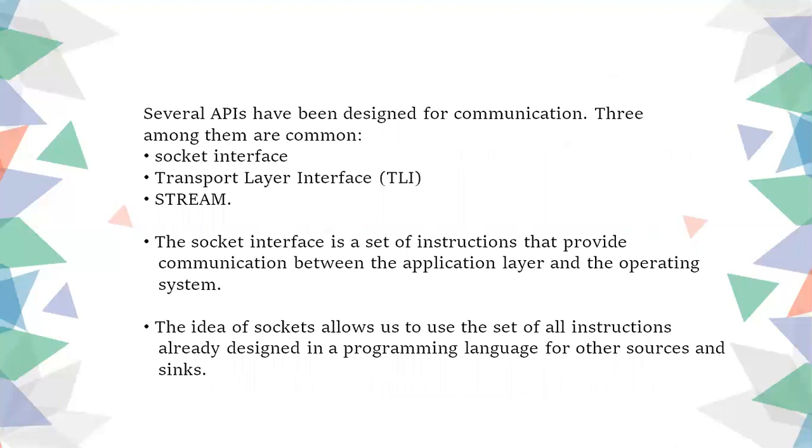Several APIs are designed for communication. Three among them are common: the socket interface, the transport layer interface, and the like. The socket interface is a set of instructions. We're going to talk about the socket interface, which provides communication between the application layer and the operating system. As I said, the 4 layers are with the application layer. The idea of a socket allows us to use the set of all instructions already designed in a programming language. That's an important factor.